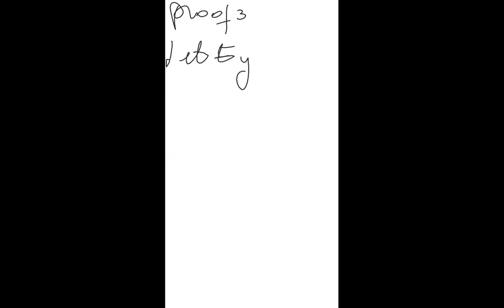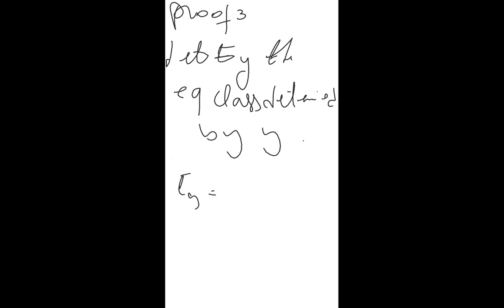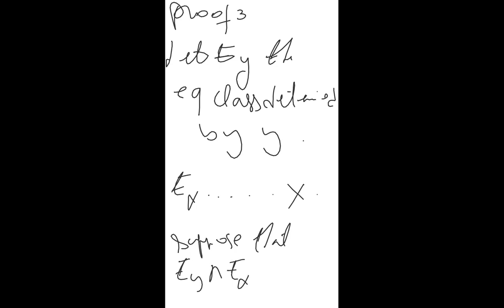So we denote E_y the equivalence class determined by y. And remember what this means. It is just the set of all elements such that y is in an equivalence relation with them. This is what E_y means. It's determined by y. And E_x, the equivalence class determined by x. And next, we want to show that they're either disjoint or equal. So we suppose that they're not disjoint, and then we show that they're equal. So not disjoint would be E_y intersection E_x is not empty. And we show that they're equal.